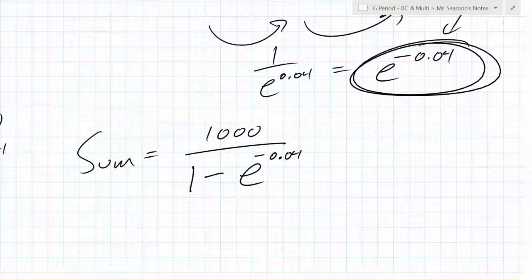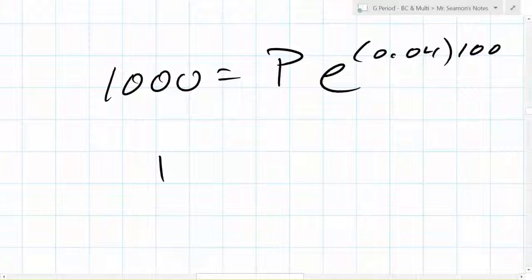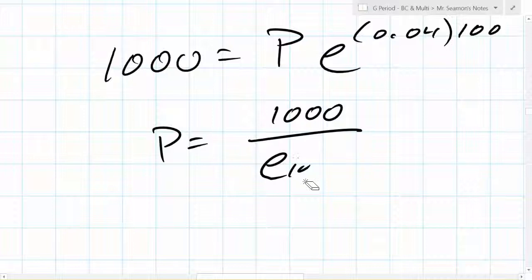Can someone do that on their calculator and tell me what that comes out to be? Yeah, just verify. It'd be nice if you could take out your calculator and verify. It should come out to be this right here. What do you get? P is equal to 1,000 divided by e to the 4. Do that on your calculator and tell me what that is.